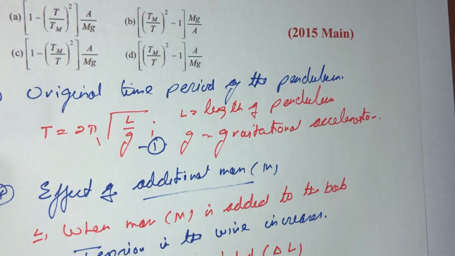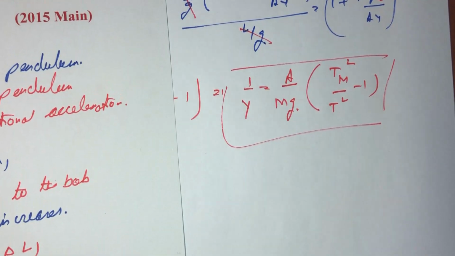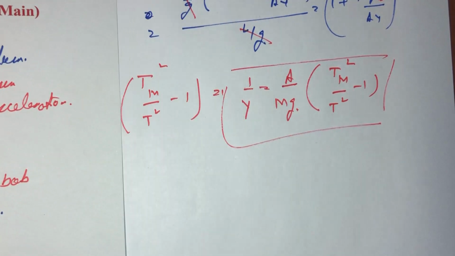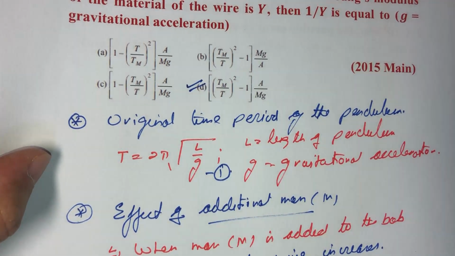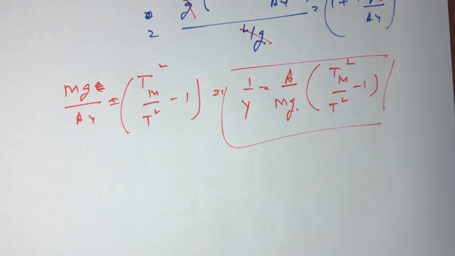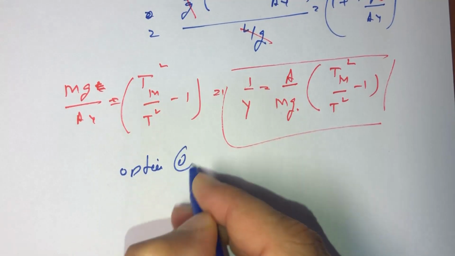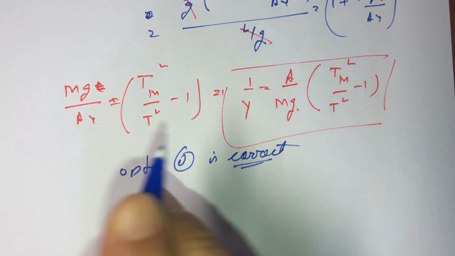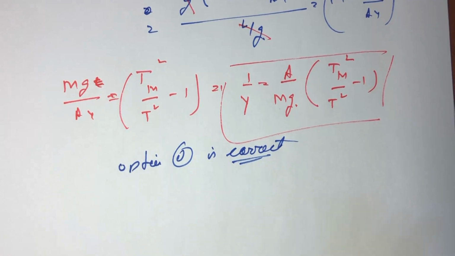And if we see the options available to us, we get Tm square upon T square minus 1, and we get this as A upon mg. So option number D is the correct option. This completes the question. Thank you.